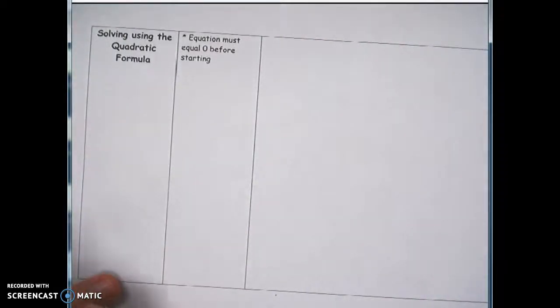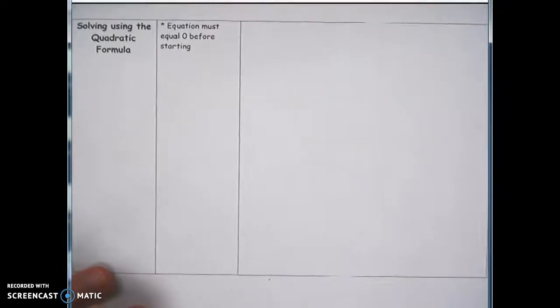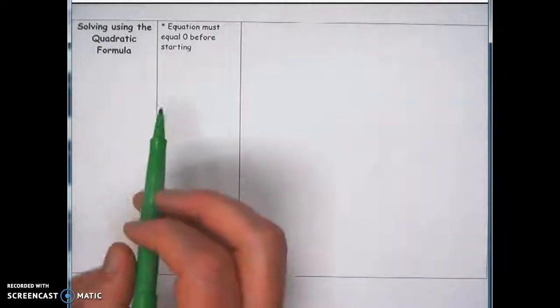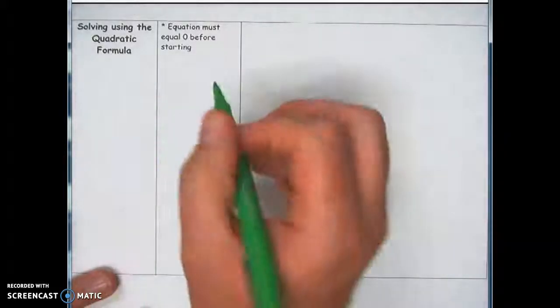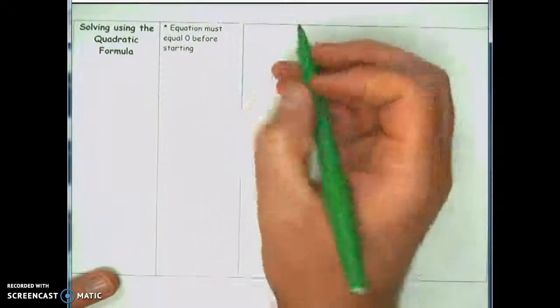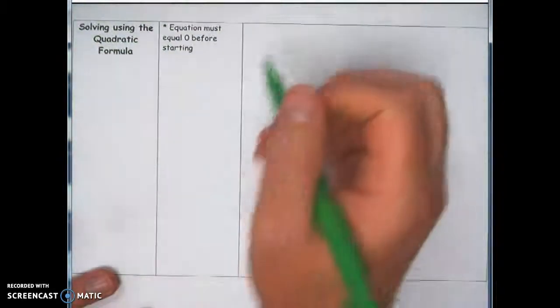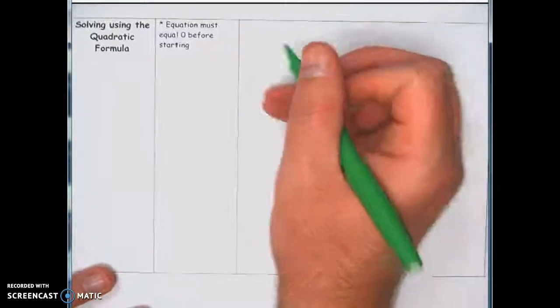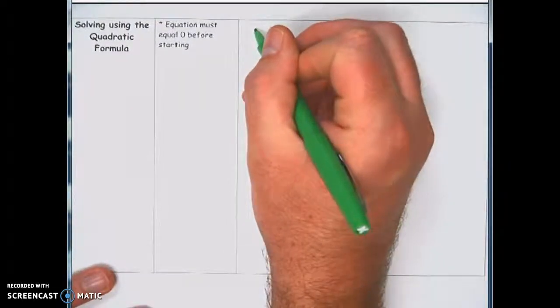There is one condition that must be met before we start the quadratic formula. Our equation must equal 0 before we start the problem, but as long as it has an x squared in it, it can be solved using the quadratic formula. So the first thing we want to do is write down the quadratic formula, and then we'll have an example.